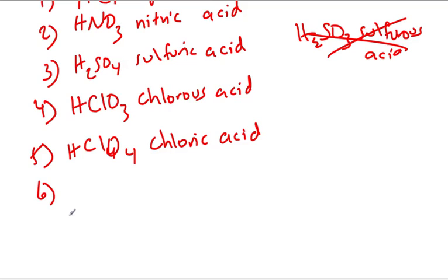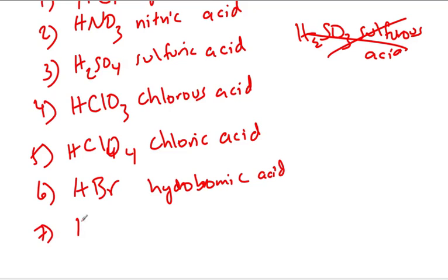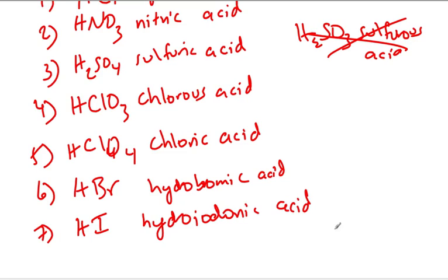Next, we have number 6, which is going to be hydrobromic acid. Monatomic, remember, so we do hydrobromic acid. And what do you think this is going to be called? That's going to be called hydroiodic acid. And all I can really tell you is that you're going to have to memorize these.